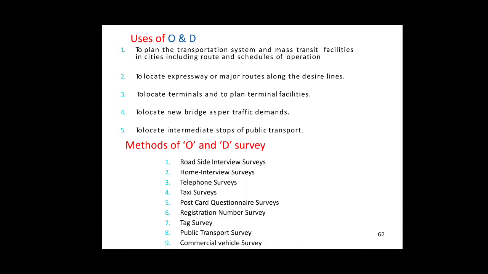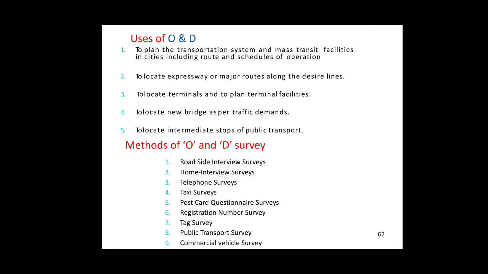Next is the method of the origin and the destination study. First is the roadside interview survey. Second is the home interview survey. Third is the telephone survey. Next is the taxi surveys. Fifth is the postcard questionnaire survey. Sixth is the registration number survey. Seventh is the tax survey. Eighth is the public transport survey. And ninth is the commercial vehicle survey.